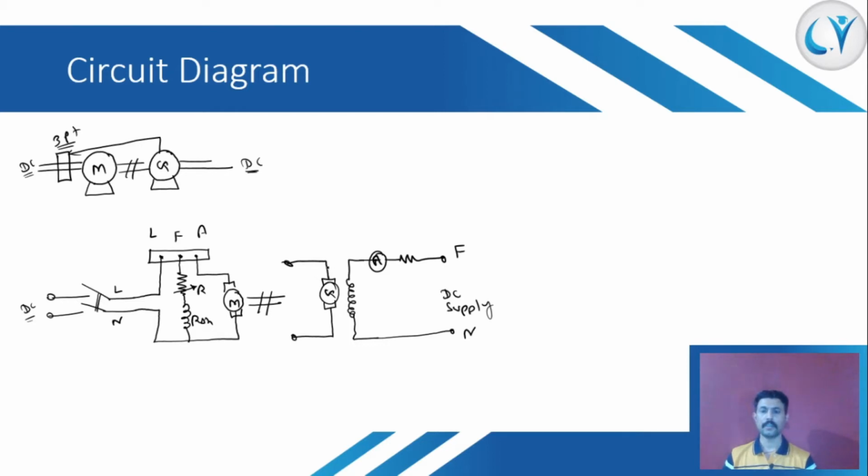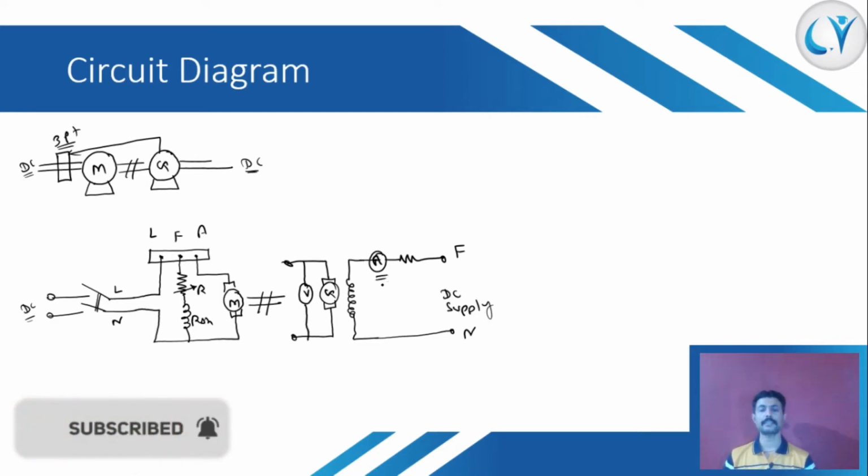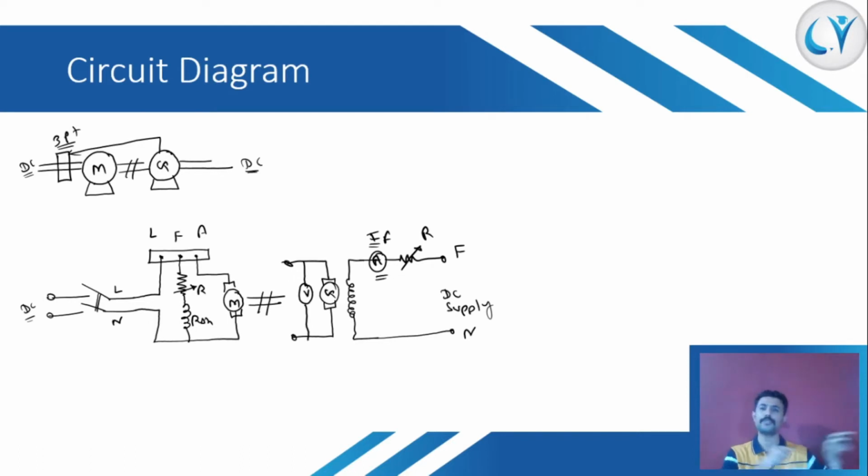The armature of this generator is kept open, and we are going to place a voltmeter to measure the terminal voltage. Ammeter is connected in series with the field winding to measure the IF current. Here is the variable resistance to regulate the field current. So this is our experimental setup's circuit. Now we are going to jump to the experimental setup and see how we can perform this experiment.